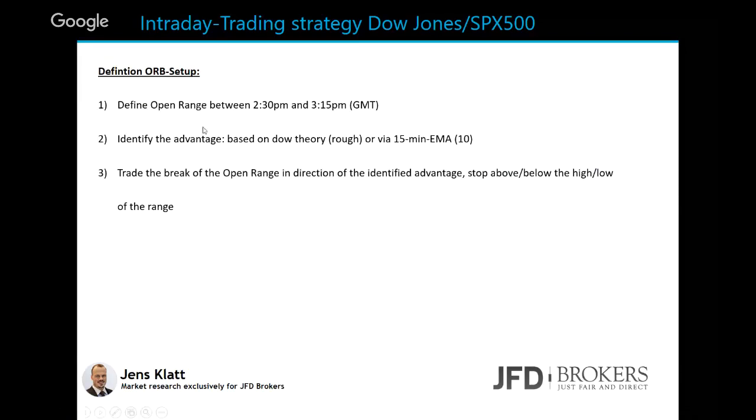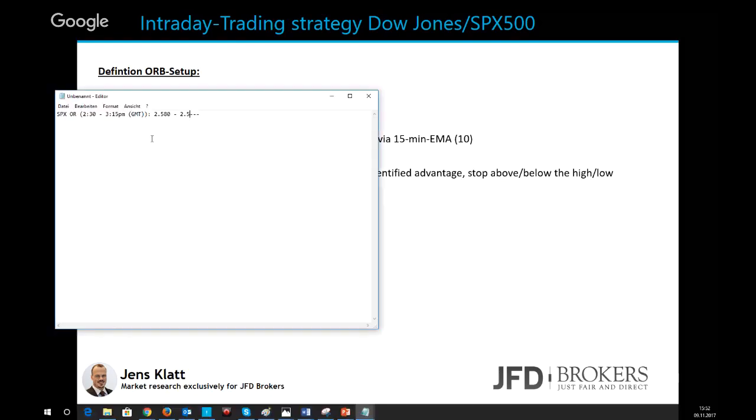So we identify the advantage usually based on the 50-minute exponential moving average 10. If we're trading below that, we take the short side. If we're trading above that, usually we take the long side. And then we do the following. We trade the break of the open range in direction of the identified advantage, while we put the stop above, respectively below, the high, respectively low, of the range. Meaning nothing more than, if we take the short side, then we can say the following.